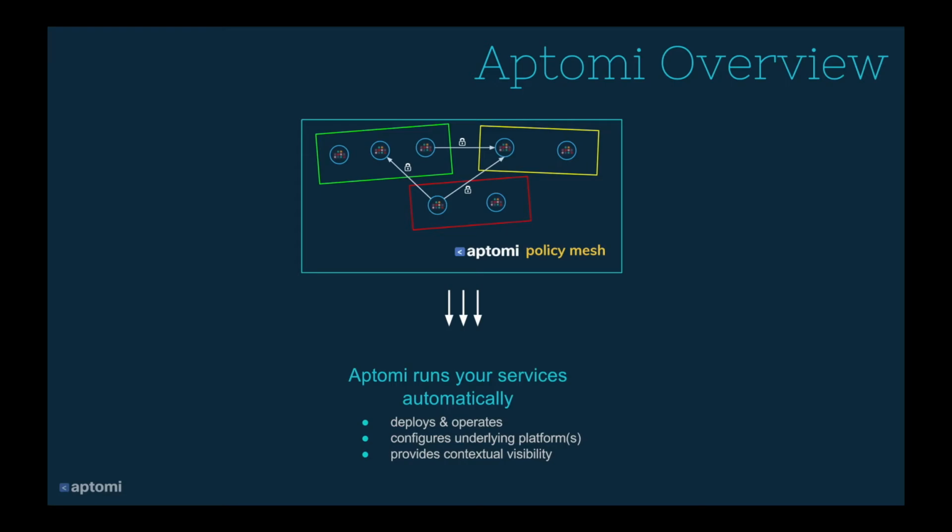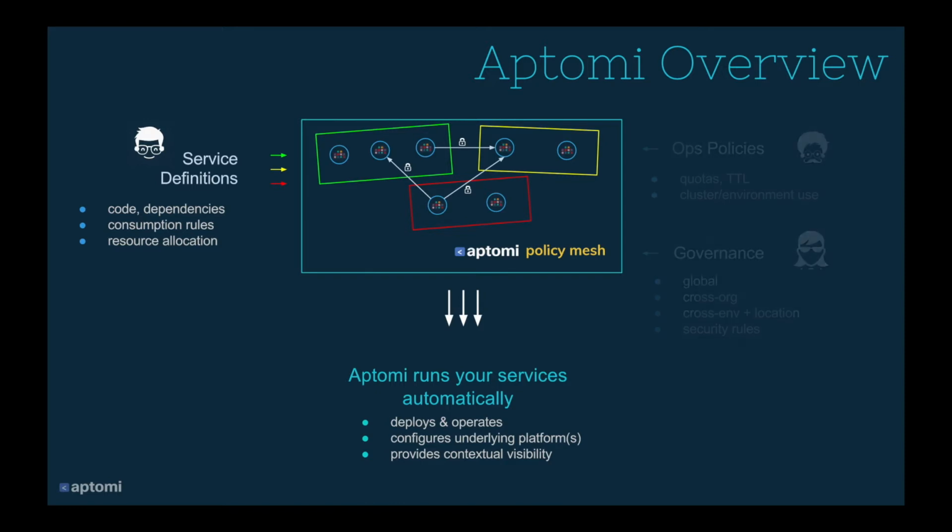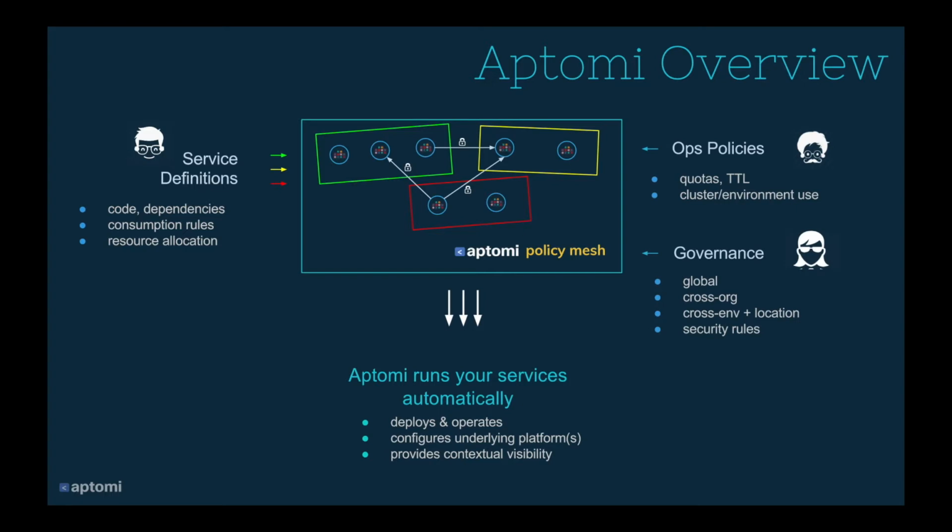Aptomi is a policy mesh that allows teams in your organization to define their services and microservices, offer them in a controllable way to the rest of the organization, and have global operational rules and governance policies around that. More information on that can be found in a separate Aptomi overview video.